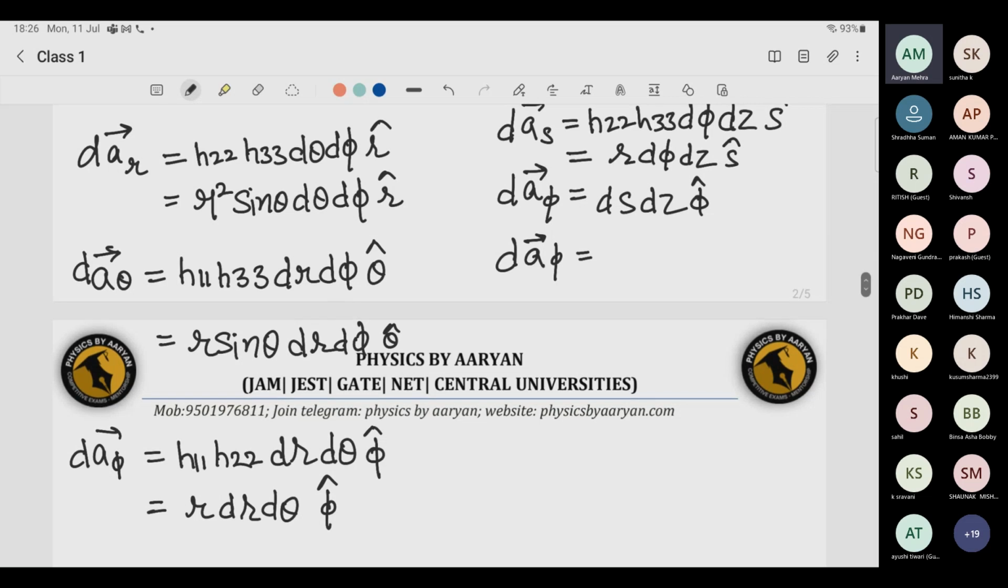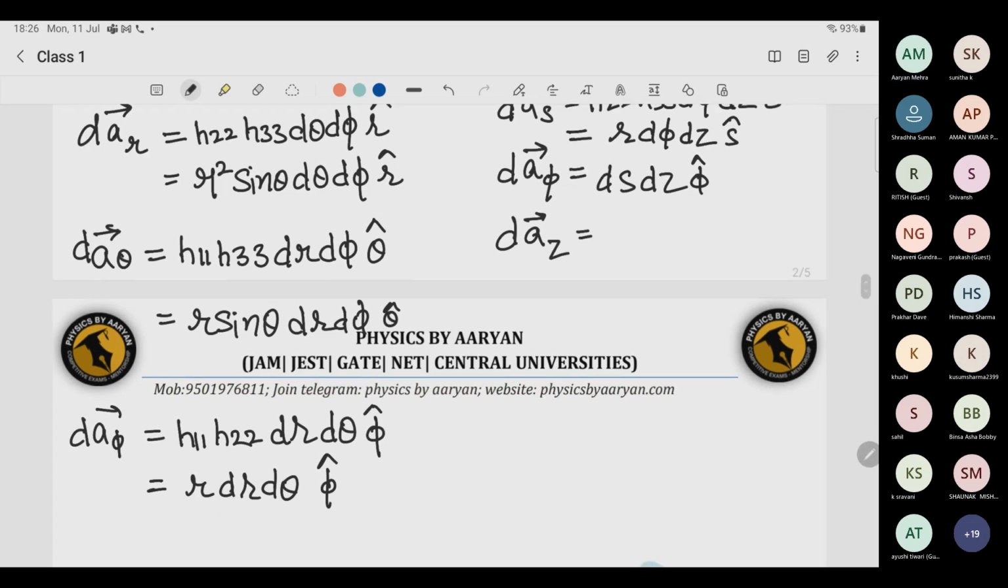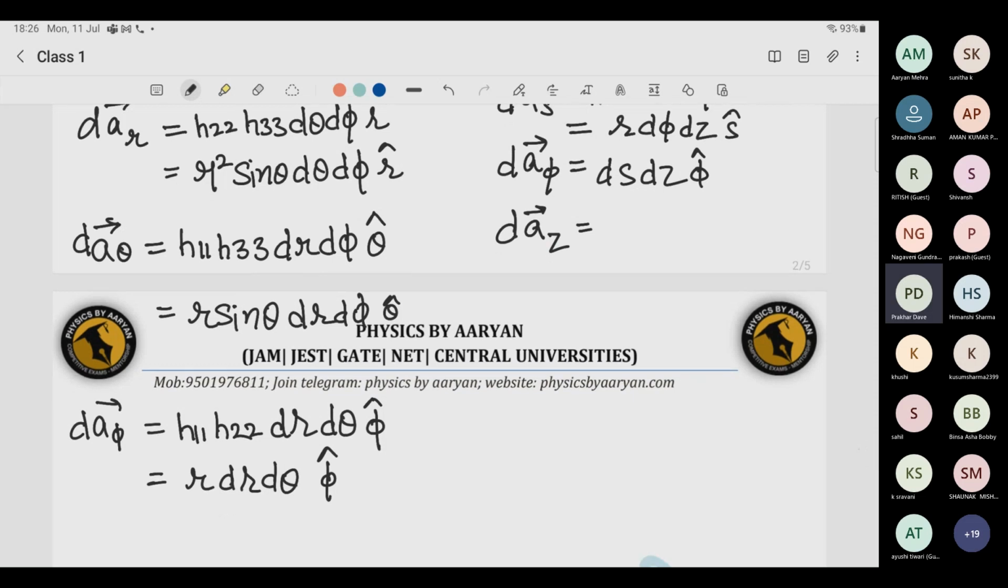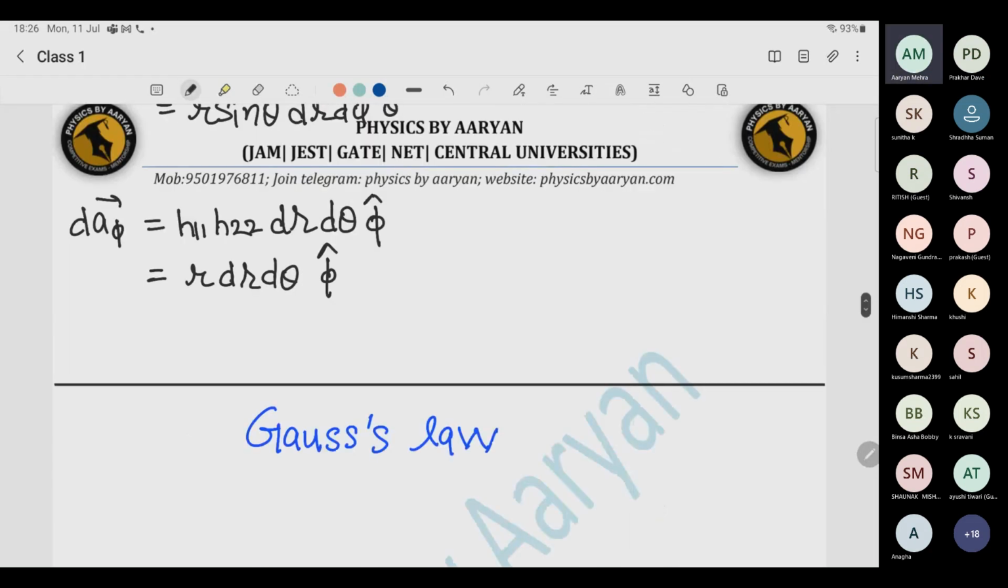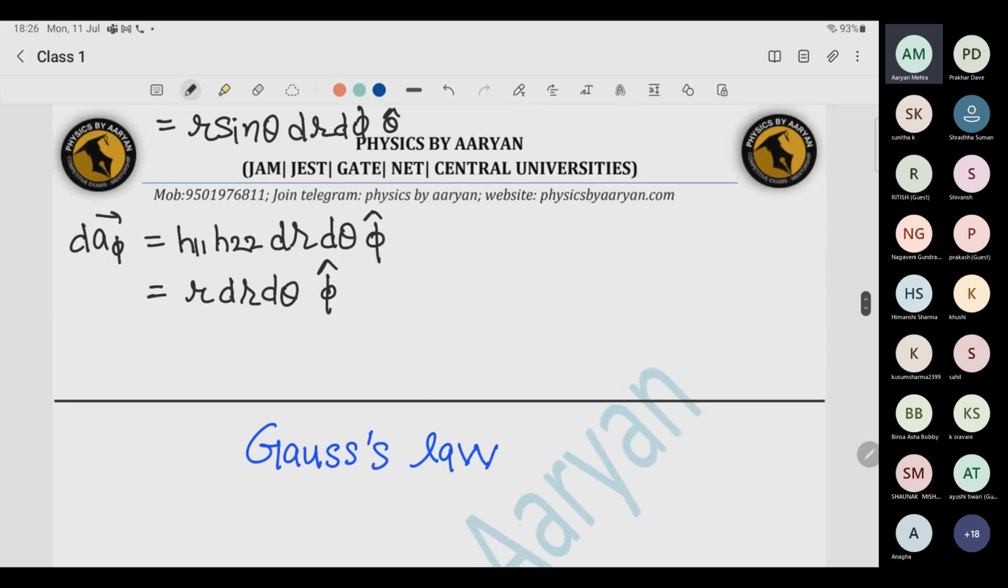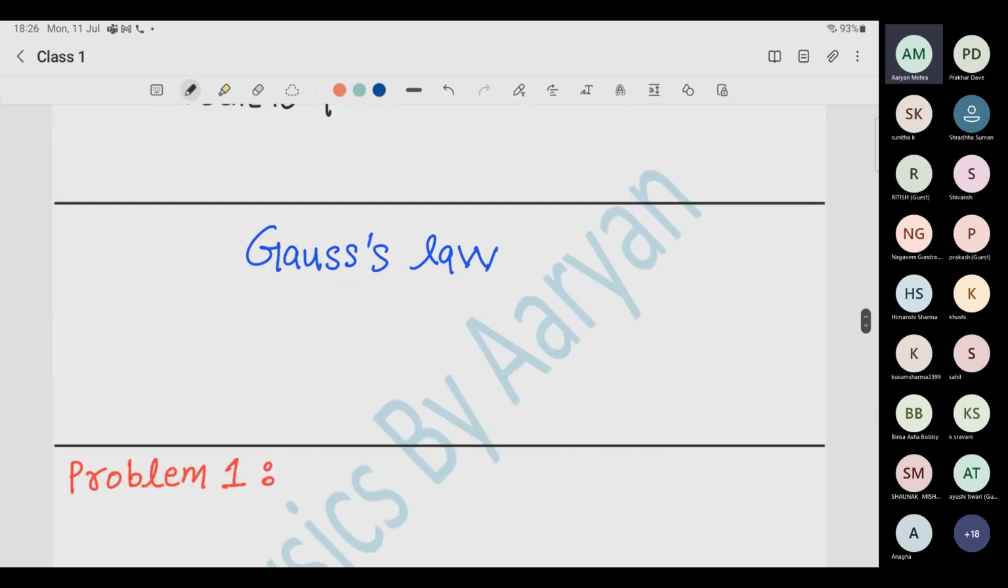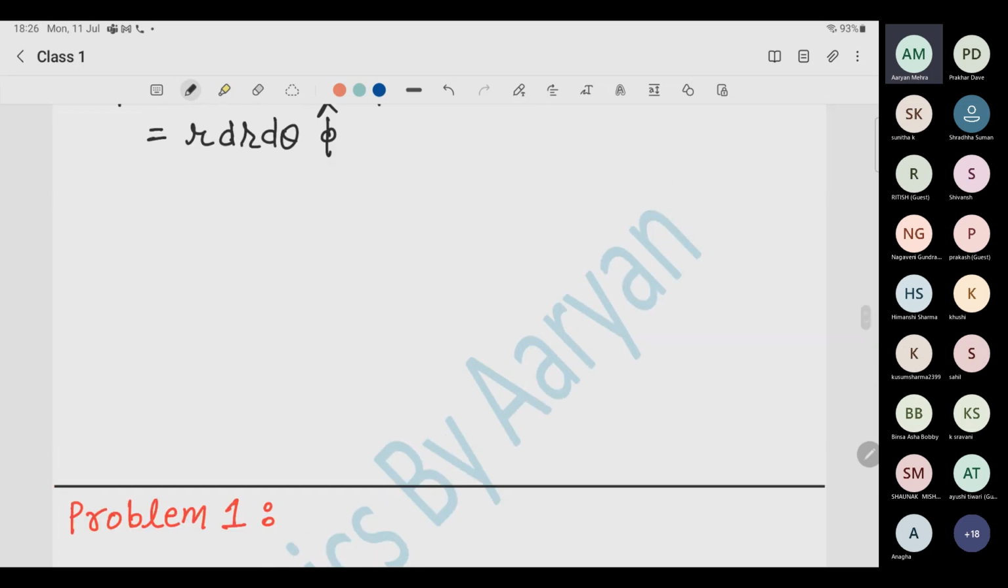So what is d a phi? Sorry, here it will be d a z. What will be d a z? s ds d phi z cap. Okay, perfect. So the last thing which comes here is, let me just remove it here so I can write it.